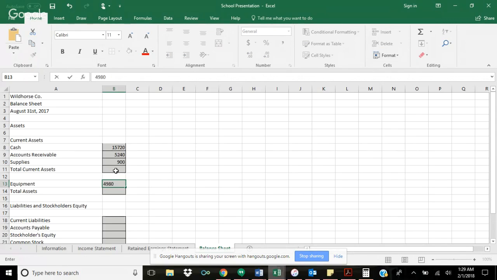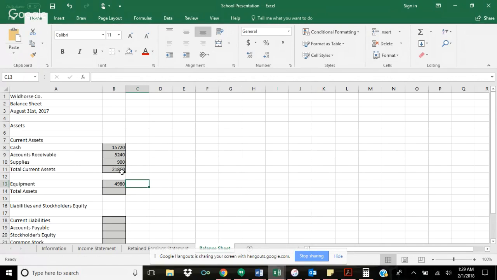That is why it's separate after you total up your total current assets here, which is your cash, accounts receivable, and supplies. There could be other things listed here as well if there was additional information, but these are currently the current assets we have. So the total for those 3 all added together is going to be $21,860 total.